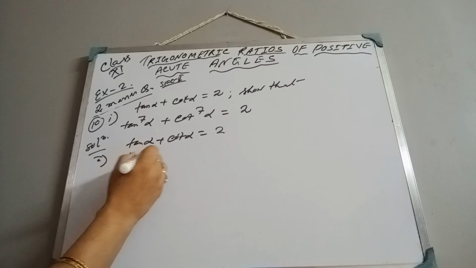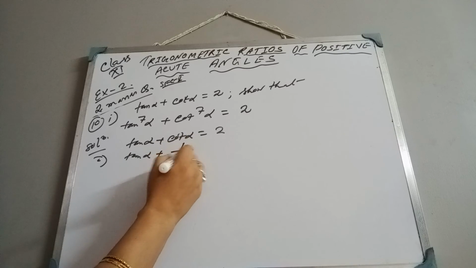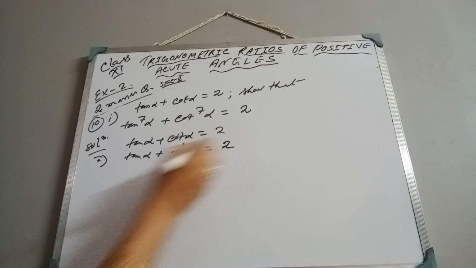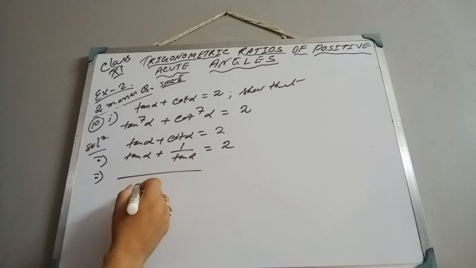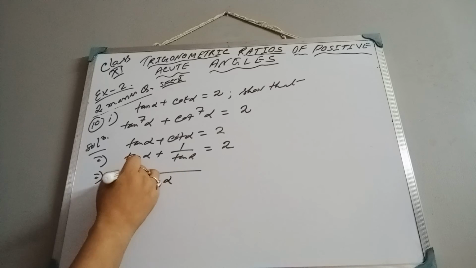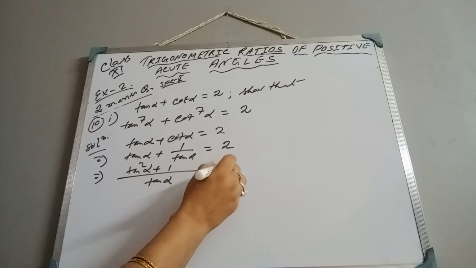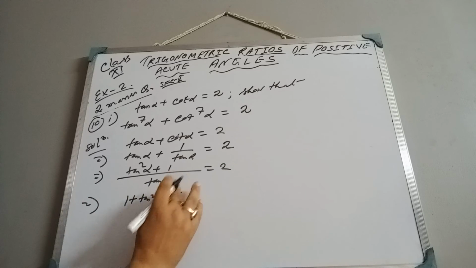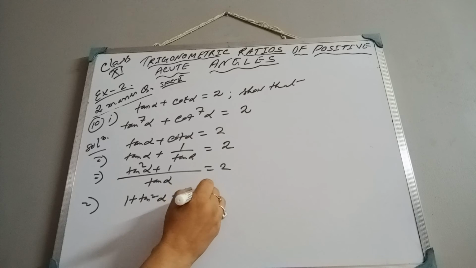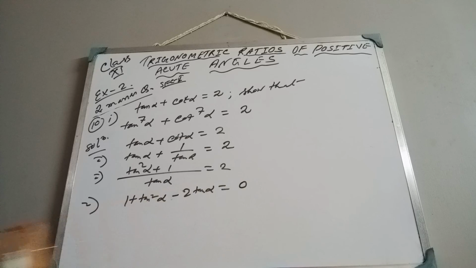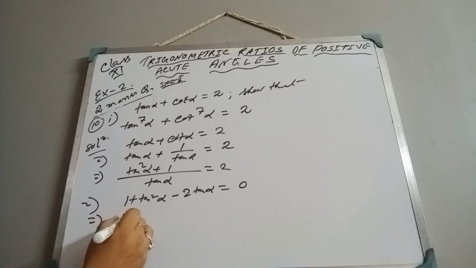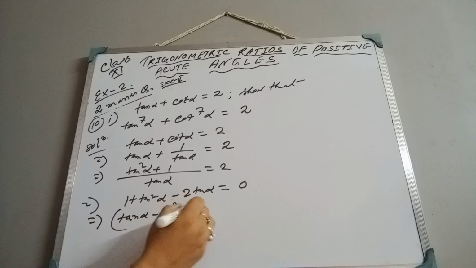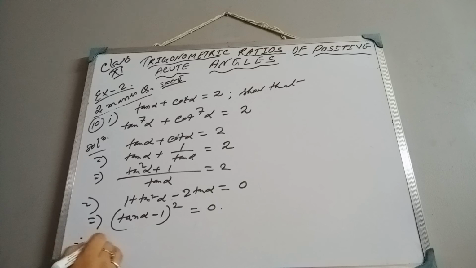Okay, so tan alpha, keep it like this. Cot alpha, we can write 1 by tan alpha is equal to 2. Okay, now do the LCM part. So it is coming tan square alpha plus 1 equals 2 tan alpha. So 1 plus tan square alpha minus 2 tan alpha is equal to 0. That we can write, that means it is coming tan alpha minus 1 whole square equal to 0. Got it? So it is coming tan alpha is equal to 1.